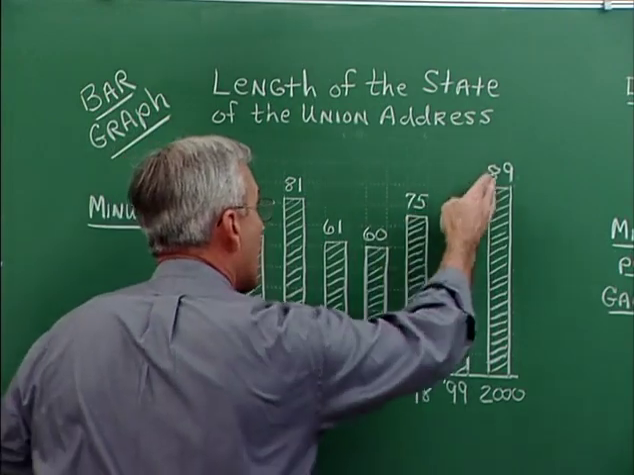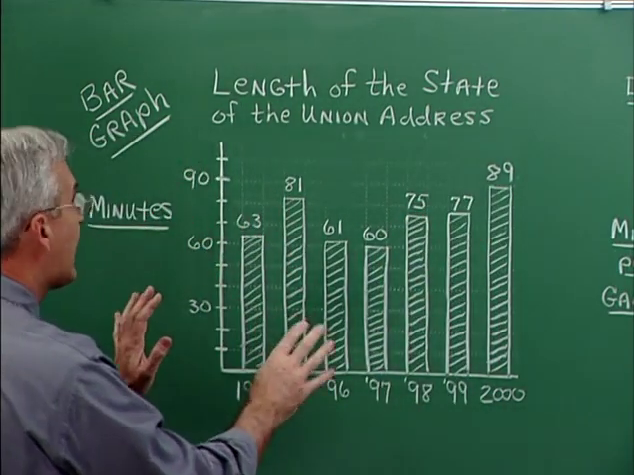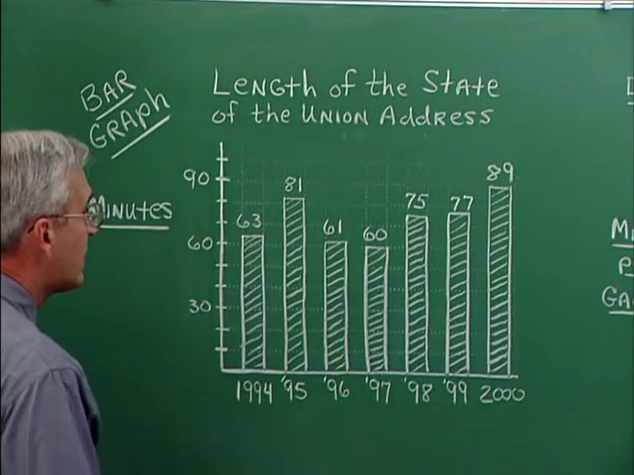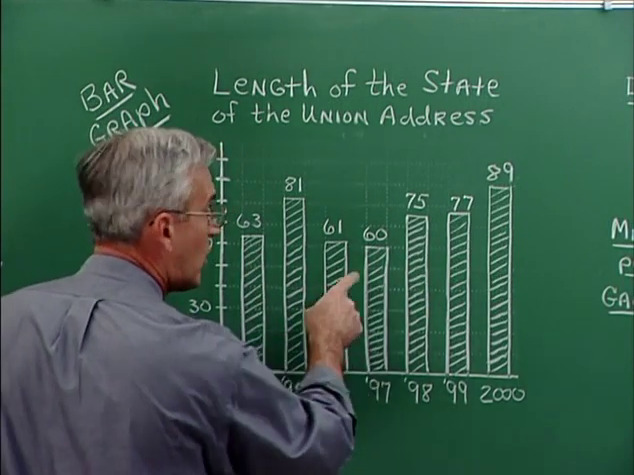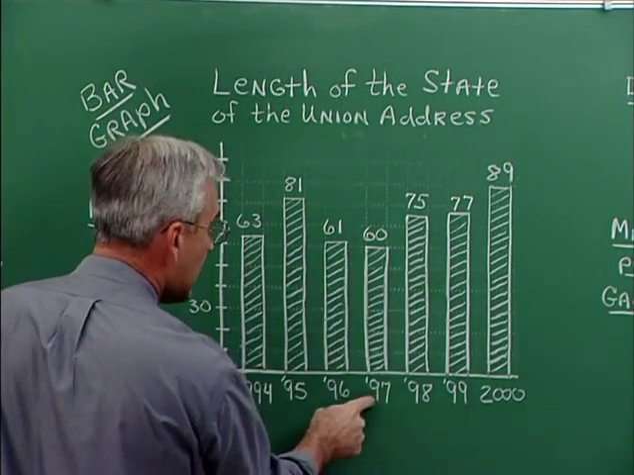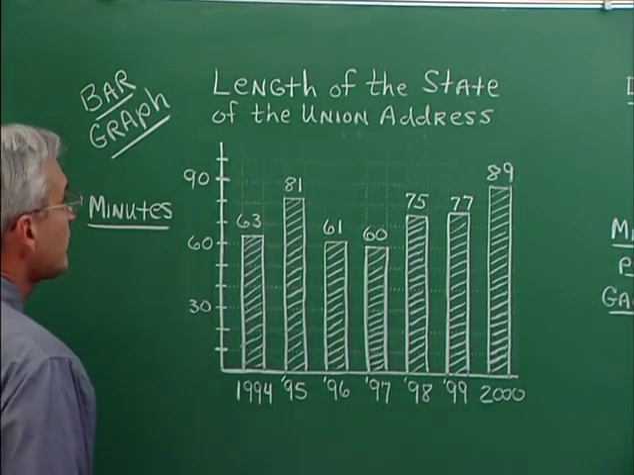And we see the biggest bar here. We see that that happened in the year 2000. And we can very quickly see that using a bar graph. We can see that the shortest State of the Union address is associated with the shortest bar, and that occurred in 1997. It happened to be 1 hour in length.